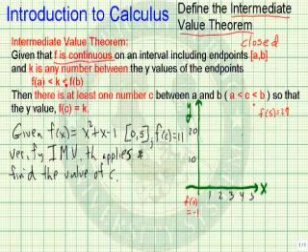This makes sense. If we look at a graph, for example, it's going to be continuous. If we start at the bottom and we want to get to the top, and we have to be continuous the whole way through, it's going to take on every y value.